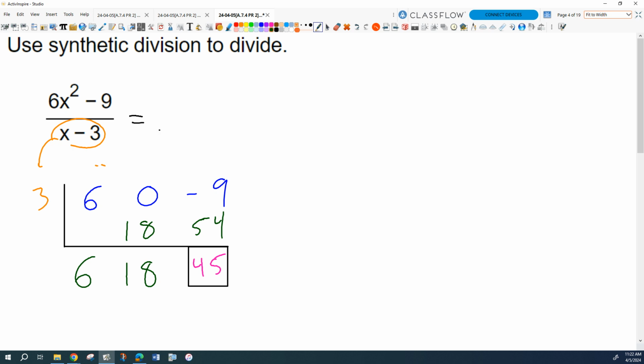Your answer is 6. No. 6x plus 18, and then plus 45 over x minus 3. Why is it not 6x squared? Because the 18 drop is an x, just normal.